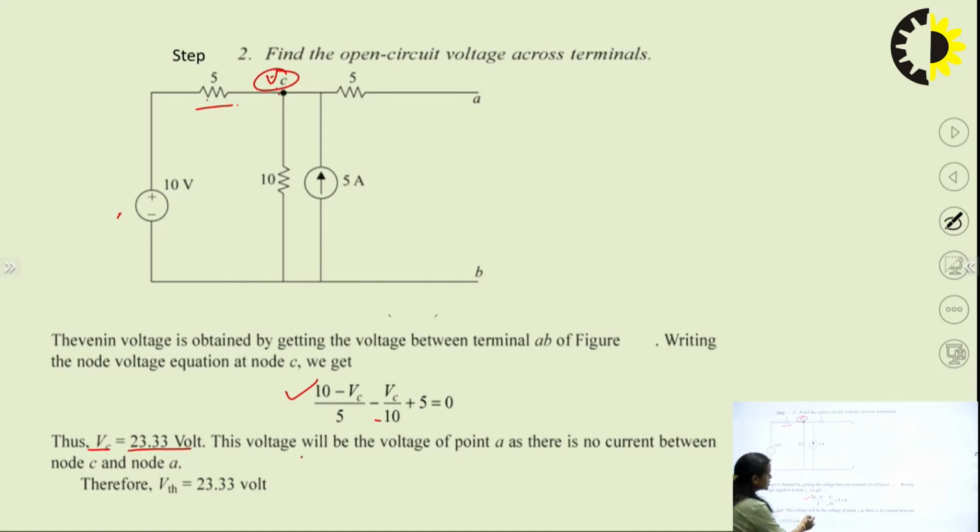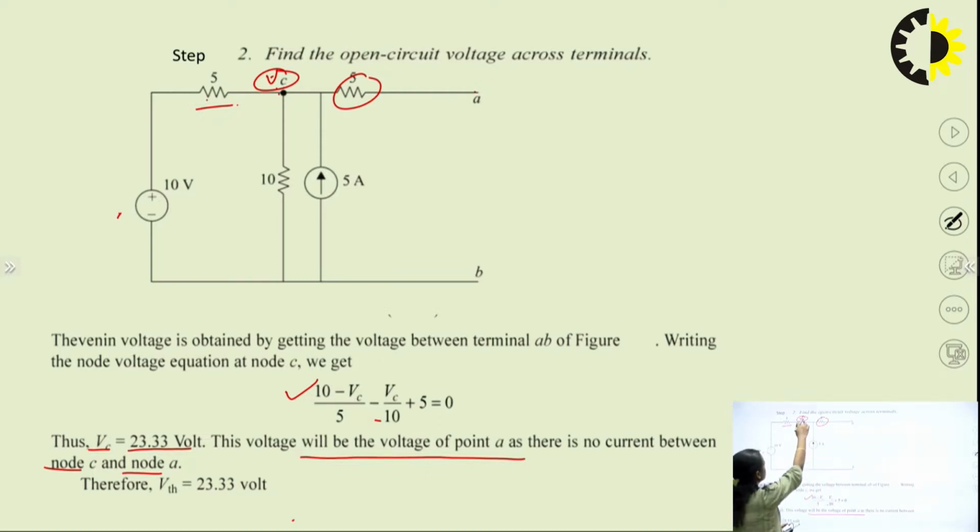So this voltage will be the voltage at point A, as there is no current between node C and node A. So whatever the voltage we have found at this node, this voltage is also across this A and B. Why is it so? Because no current is flowing through this resistance. Why no current is flowing through this resistance? Because current will only flow if the circuit is closed, and here you can see the circuit is not closed. So current will not flow through this 5 ohm.